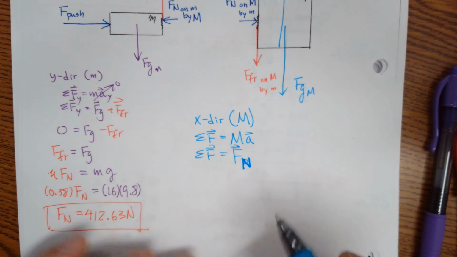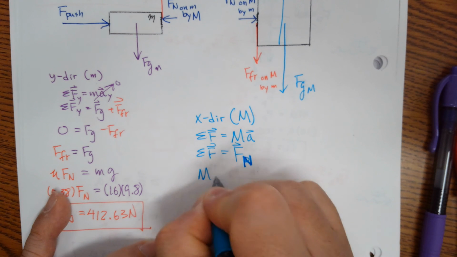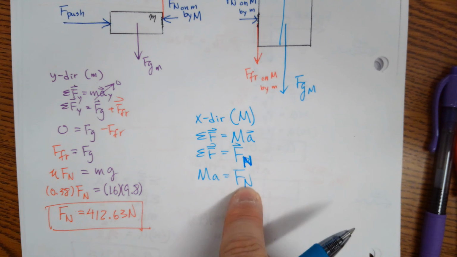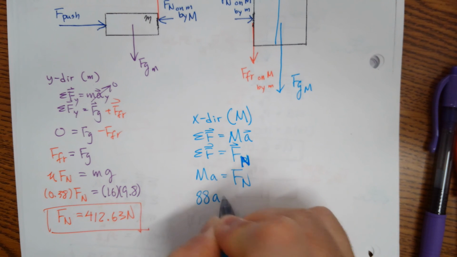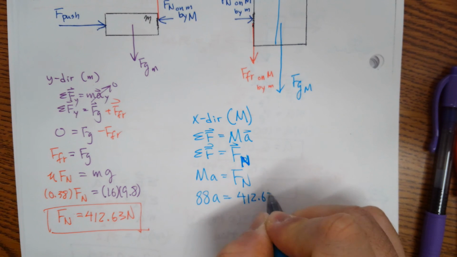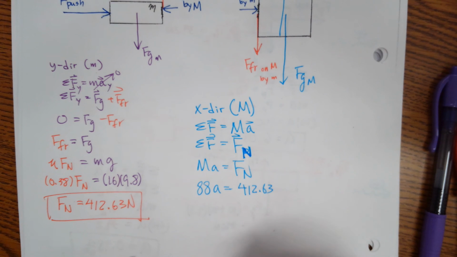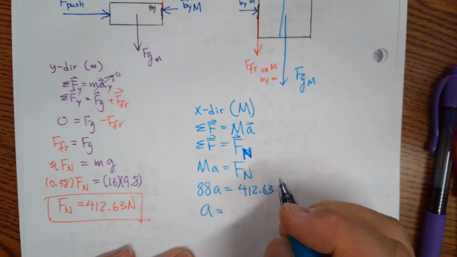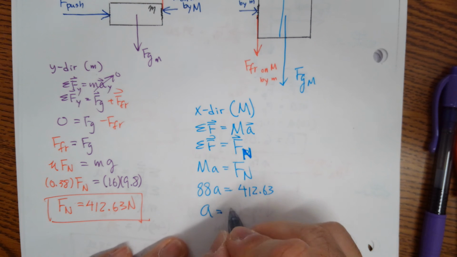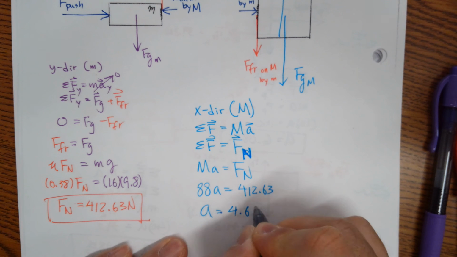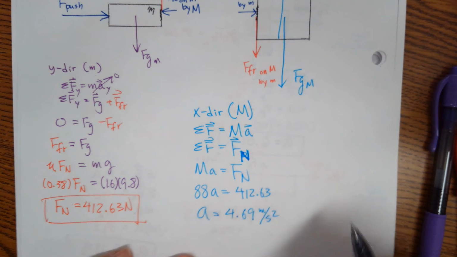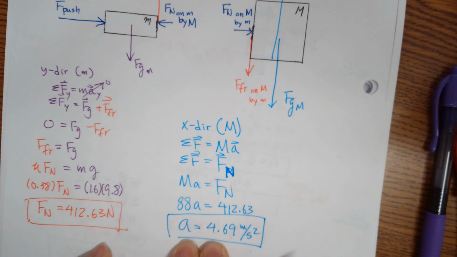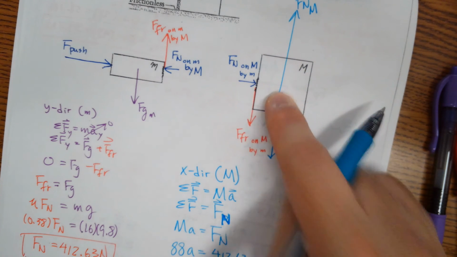Then, if you were to do it that way, you're going to get MA is equal to F normal, right? We already know what the F normal is. So 88A is equal to 412.63, okay? And then acceleration should come out to 4.69 meters per second squared. Now that you know the acceleration of this big block, that acceleration is the acceleration for the whole system.